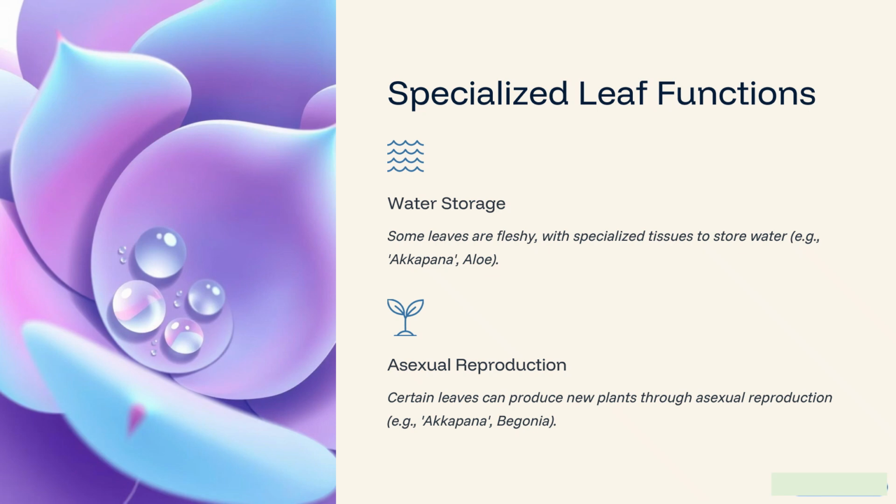Let's see the specialized leaf functions. Water storage. Some leaves are fleshy with specialized tissues to store water. Example Akapana, aloe. Asexual reproduction. Certain leaves can produce new plants through asexual reproduction. Example Akapana, begonia.